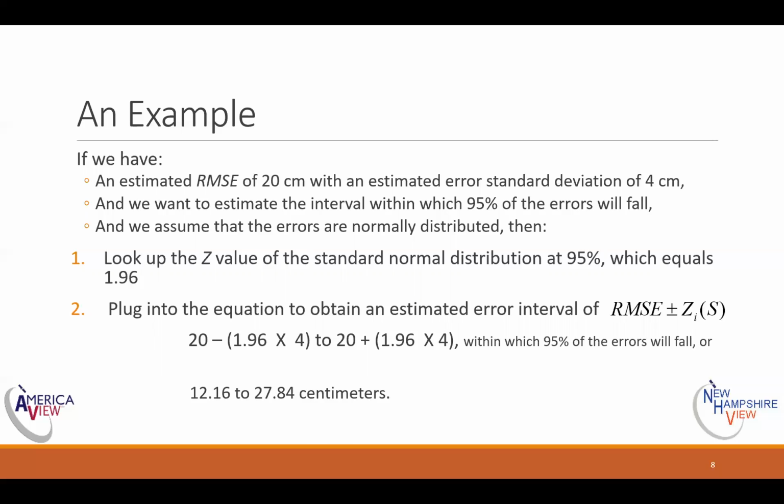And then we can just plug into the equation from the previous slide. Remember, root mean square error plus or minus the z value, in this case 1.96, times the standard deviation. So we've got root mean square error of 20 minus 1.96 times 4, and then 20 plus 1.96 times 4. And so then we know that 95% of the errors will fall within that range, which happens to be 12.16 centimeters to 27.84 centimeters.